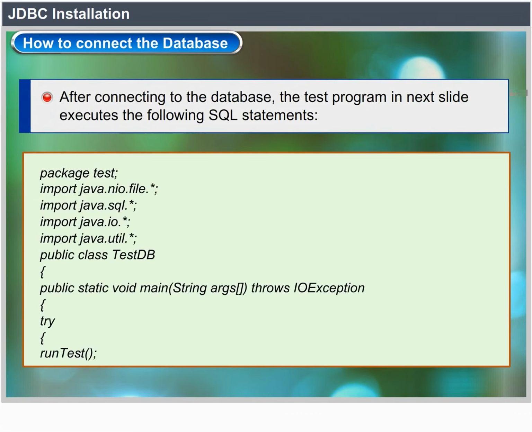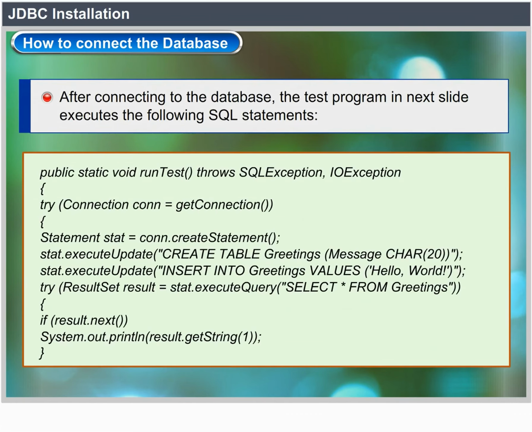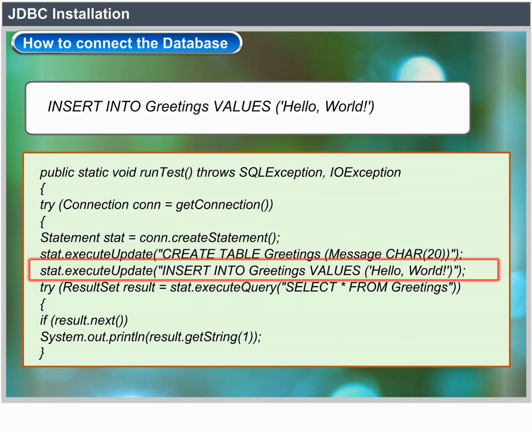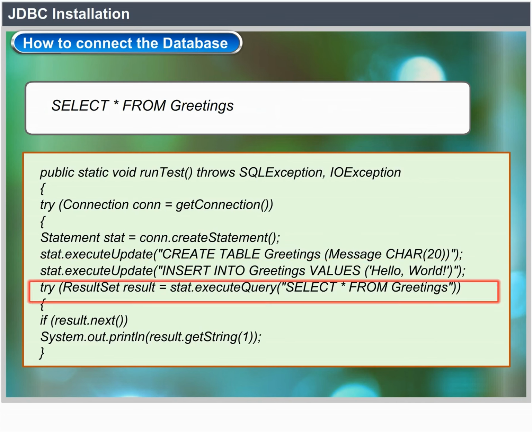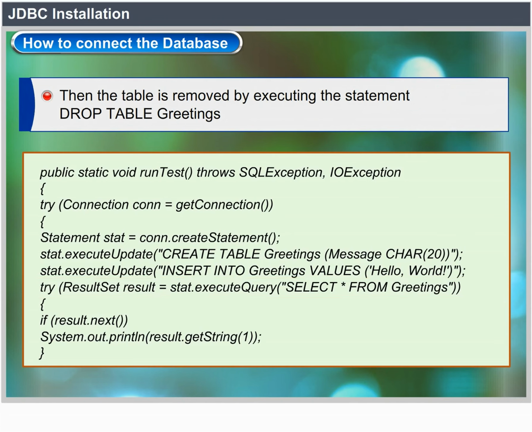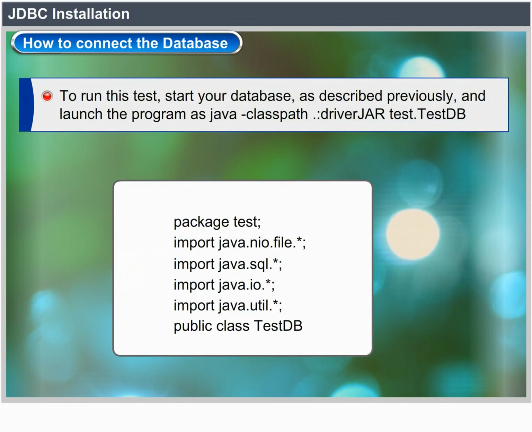After connecting to the database, the test program in the next slide executes the following SQL statements. CREATE TABLE Greetings (Message CHAR(20)); INSERT INTO Greetings VALUES ('Hello, World!'); SELECT * FROM Greetings. The result of the select statement is printed: Hello, World! Then the table is removed by executing the statement DROP TABLE Greetings. To run this test, start your database as described previously and launch the program as java -classpath .:driverJar test.TestDB.